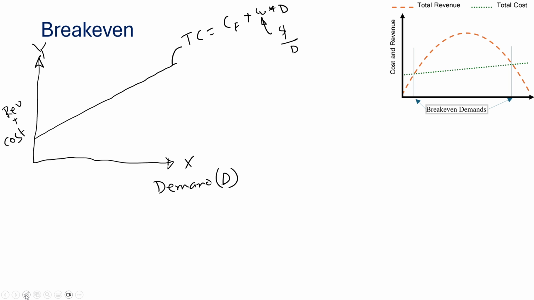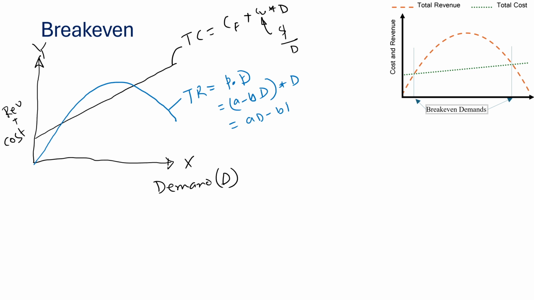Also, the revenue function, let's draw that using another color pen. It starts from 0, hits its max, and then goes down like this. The total revenue function for a linear price demand relationship is unit price times the demand. Unit price is A minus BD, as we have shown before for a linear price function, times the demand. So it's going to be AD minus BD squared. That's the total revenue. Because of the negative D squared term, after hitting its max, it's going to go down.